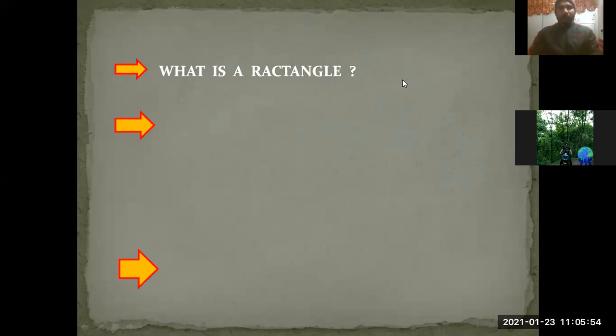Very good, Samragi. A four-sided closed figure is known as the rectangle. Alka, very good. चार भुजाओं से घिरी हुई आकृति रेक्टेंगल कहलाती है.